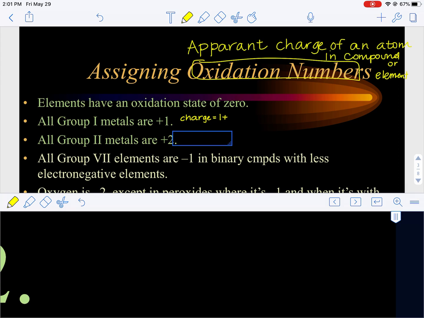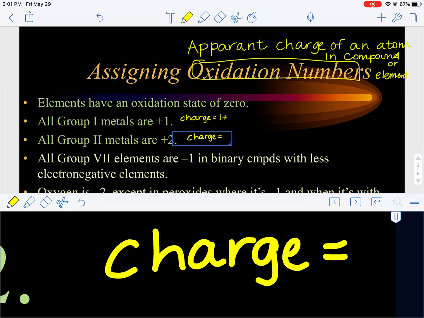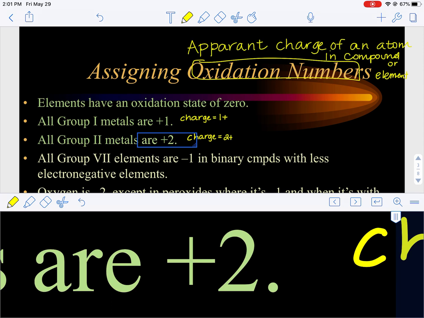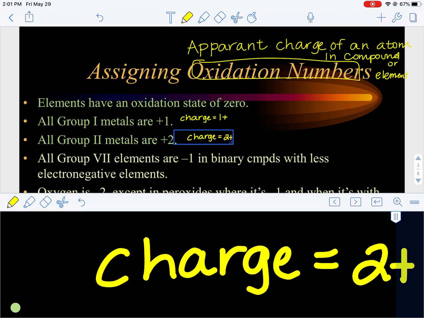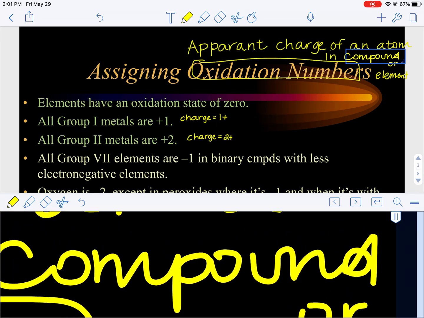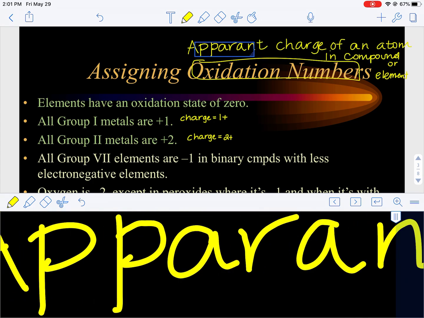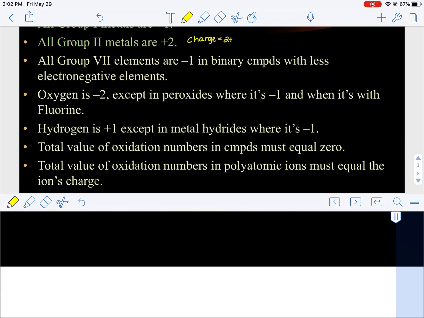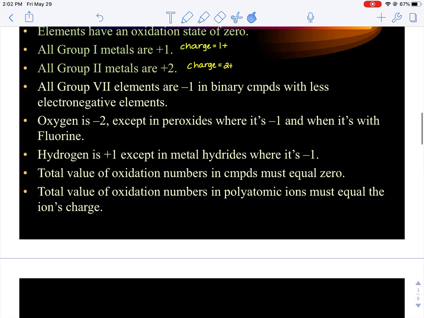So group 2 metals, alkaline earth metals, have 2 valence electrons. When they form their cation, their charge, we wrote it as 2+. Notice that their oxidation number will be +2. So again, sometimes oxidation numbers are the charge. It's just that the sign comes first. And that will always be the case when we're dealing with compounds that are in ionic bonds. When you get to your molecules or your covalent bonds, that's where this apparent charge comes into play, which brings us then to the rest of the rules. Let's work our way through them.